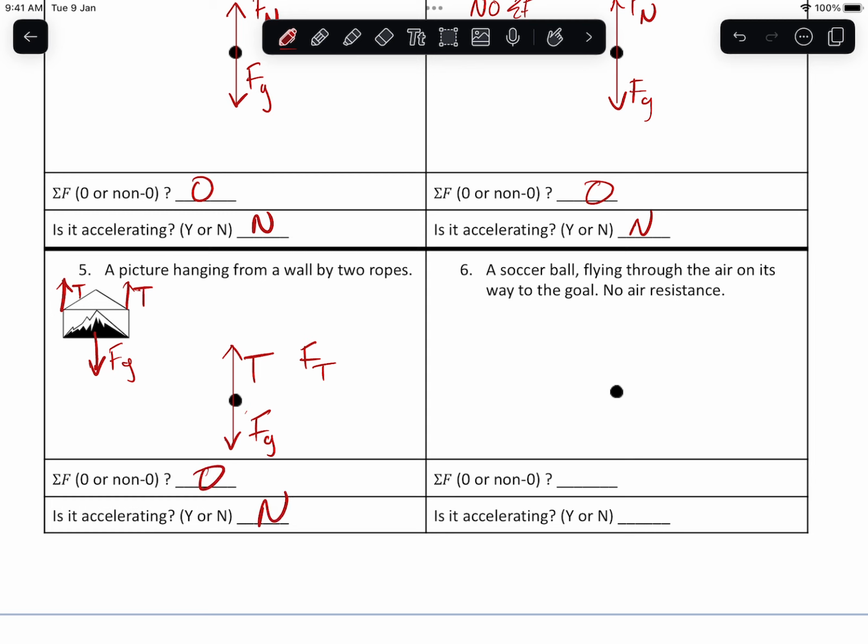There we go. A soccer ball flying through the air on the way to the goal, no air resistance. If there's no air resistance, it would have a force of gravity down. And that's it. Here the sum of all forces would not be equal to 0. And it would be accelerating in the downward direction.